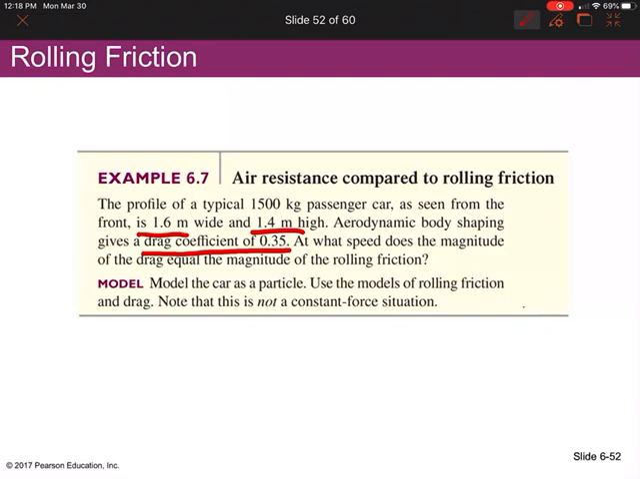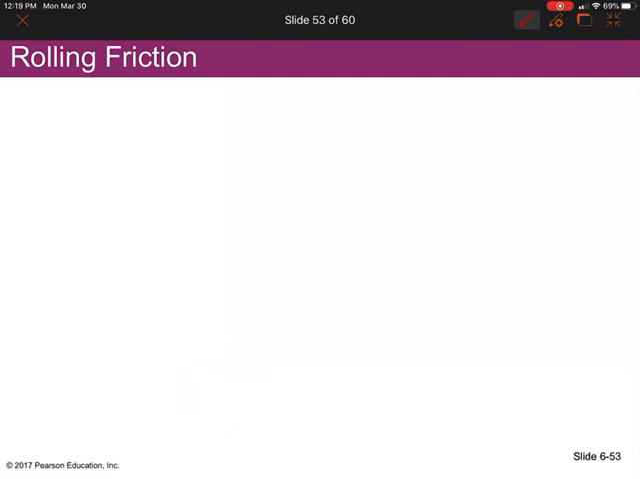So if you were to draw a picture or a free body diagram of this, you've got this car that's going, we're going to say, to the right. We've got, of course, our normal force and our force of gravity. And then we've got some rolling friction that's happening, and we've got some drag. Okay? So it's asking us to find the speed at which the drag is equal to the rolling friction.